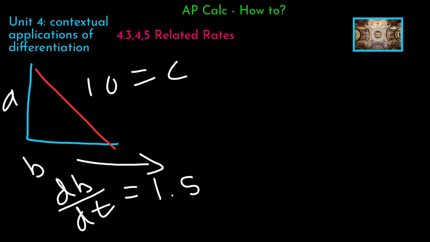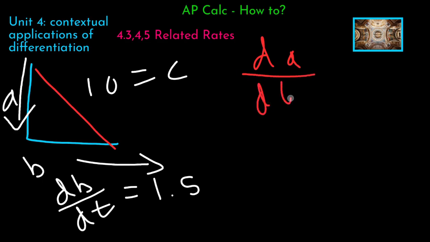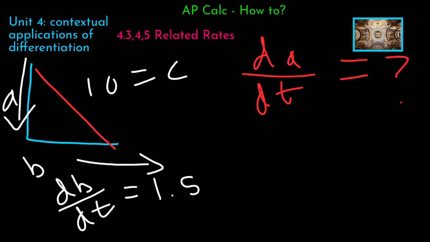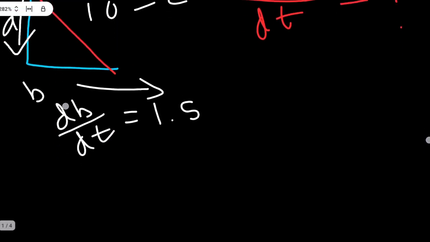Now, it wants us to find how fast the top of the ladder is moving, the rate at which A is changing. So our unknown here, I'm going to write at the top. Always write your unknown at the top. Draw a super descriptive picture. Unknown at the top. And we're ready to solve. We have our knowns and our unknowns, and let's get to it.